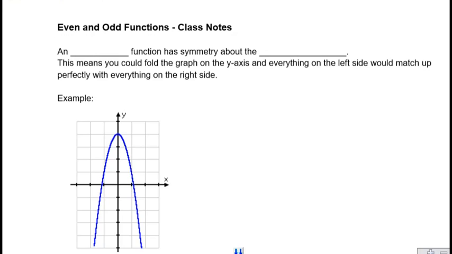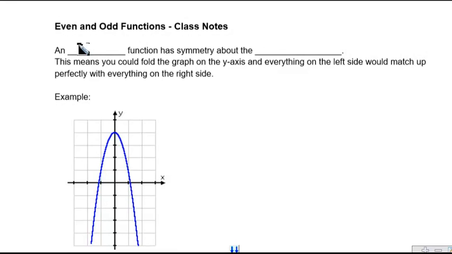Today I want to take you through a couple examples of even and odd functions, and then an example of a function that doesn't fit into either category. An even function has symmetry about the y-axis. So what does this mean?